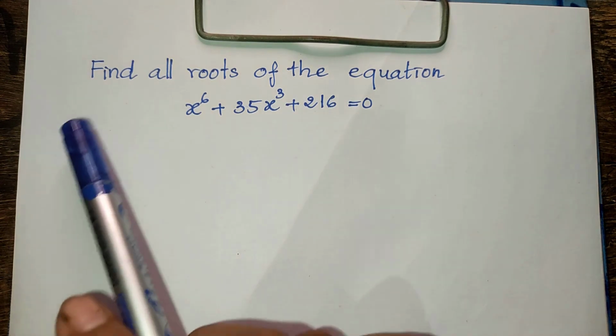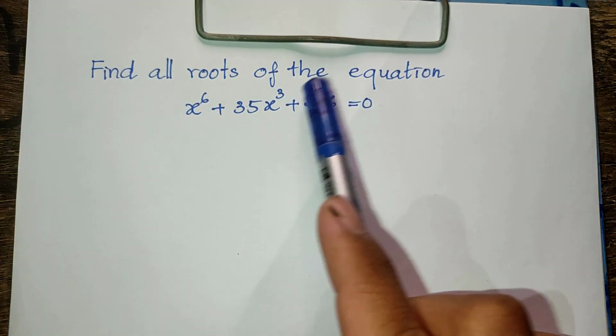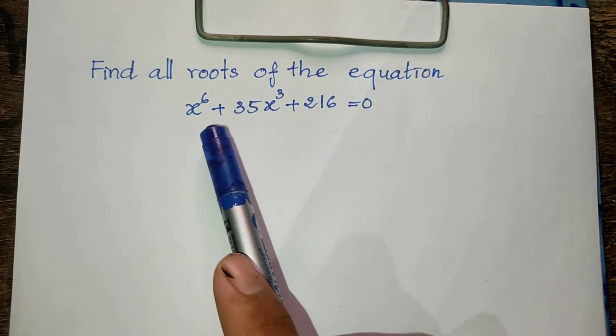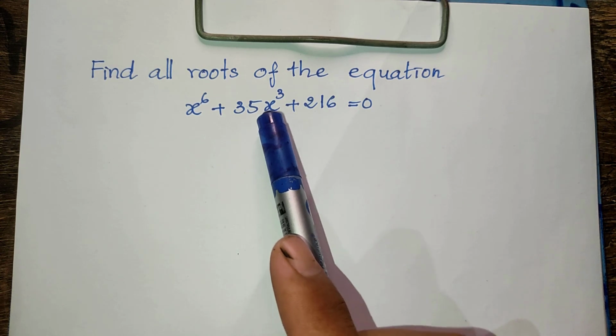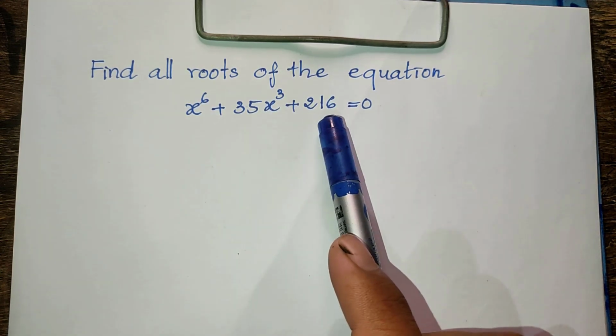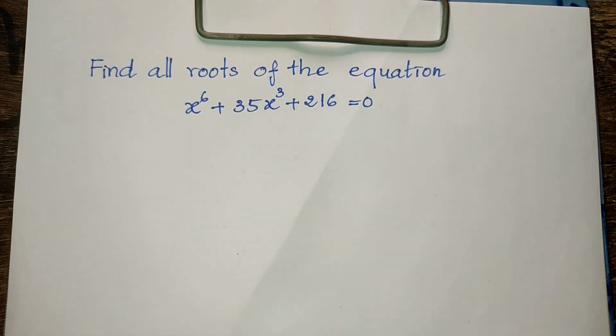Today I have one exercise. Find all roots of the equation h to the power 6 plus 35 h to the power 3 plus 216 equals 0. Do you know how to solve this? If you know, do it. When you have done it, please come back to watch my video from beginning to end to verify your solution.